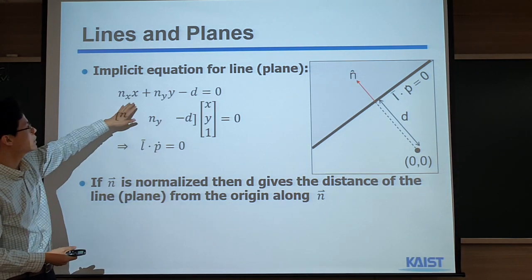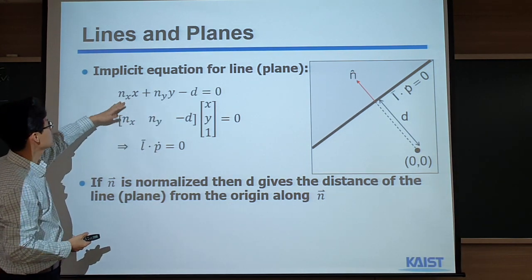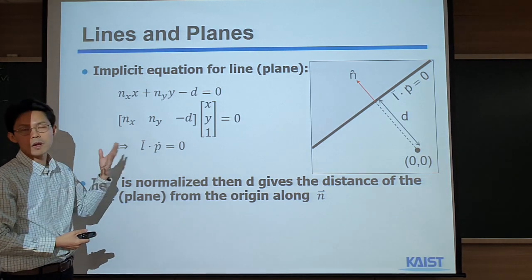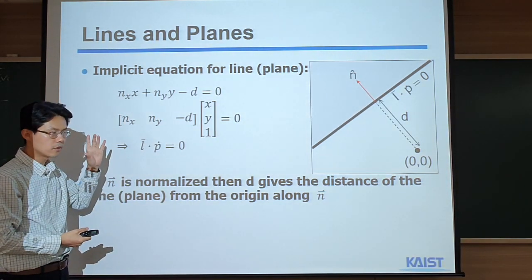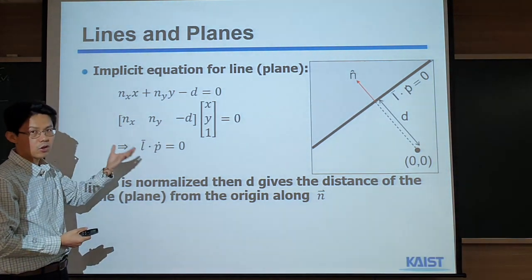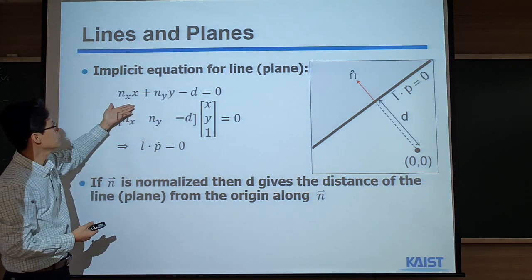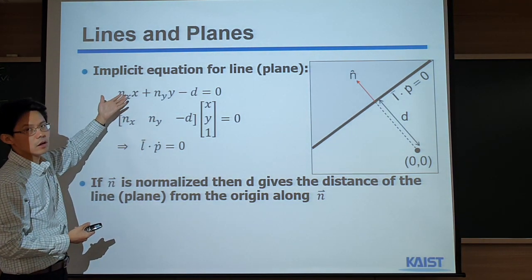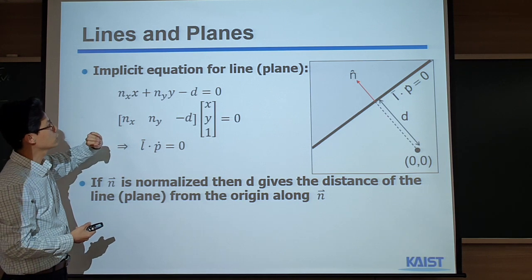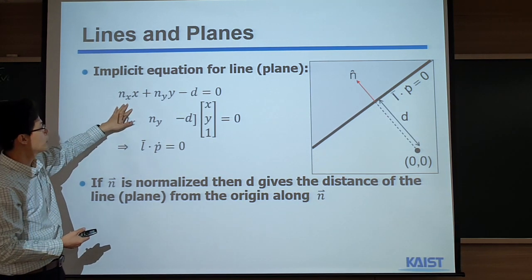You might remember the line equation, especially the implicit equation. You might also remember the explicit representation of the line with a slope, right? But this implicit form is actually a more general representation compared to the explicit one.